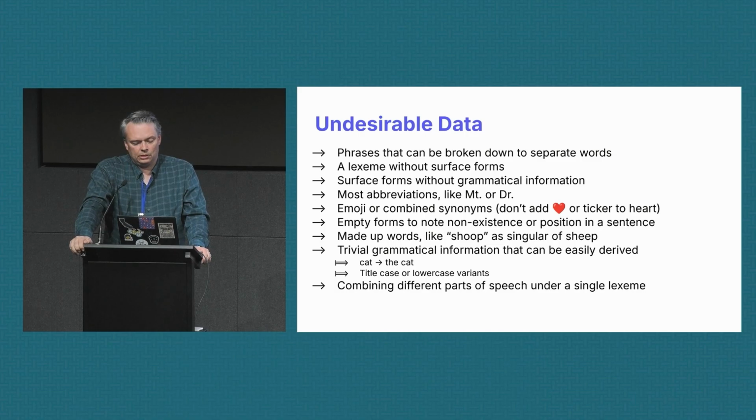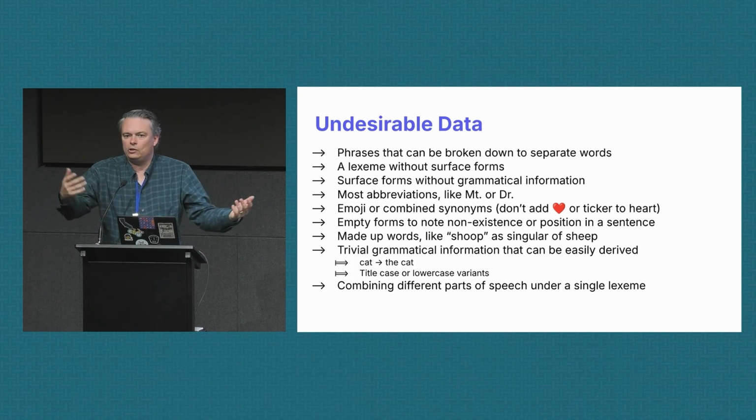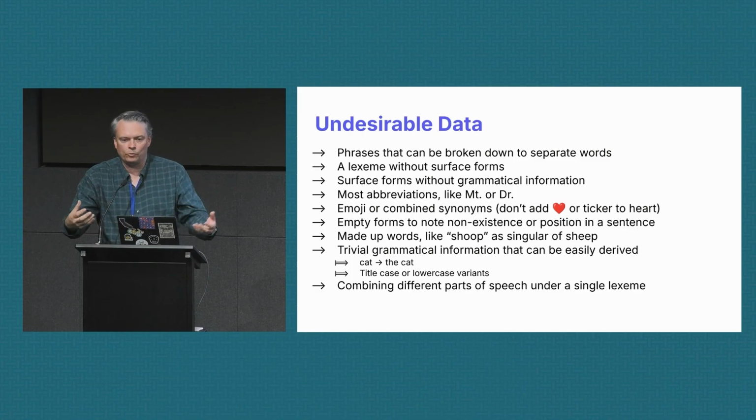Don't add trivial grammatical information that can be easily derived. Not that you couldn't add it, but we're just going to ignore it. We're just going to skip it. Like the definite form of cat is the cat. Well, yeah, I know how to do that. That's kind of the point of the Unicode Inflection project, to add the definite form as necessary.